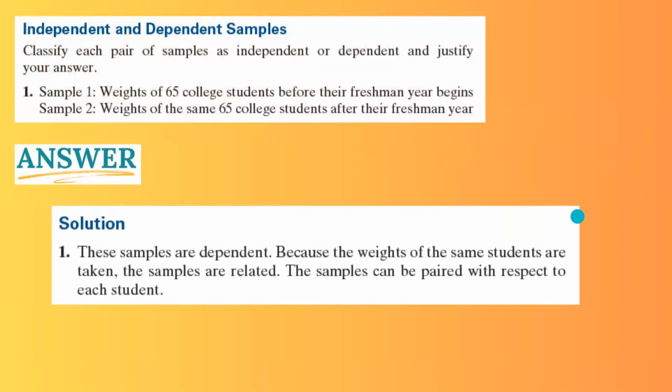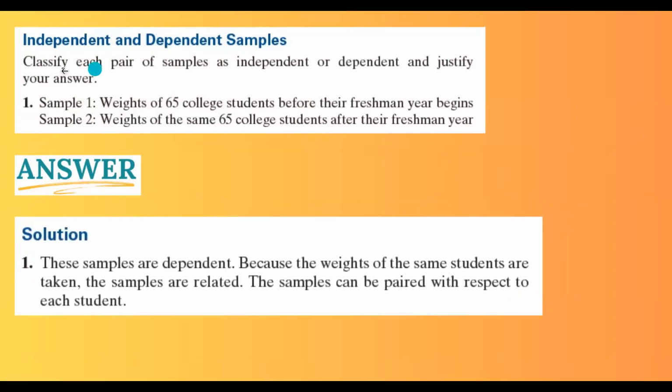Let's take a look at one example here. The question says, classify each pair of samples as independent or dependent and justify your answer. So you have two populations and you took a sample from the first population and another sample from the second population. The first sample is the weights of 65 college students before their freshman year begins. And the second sample is the weights of the same 65 college students after their freshman year.